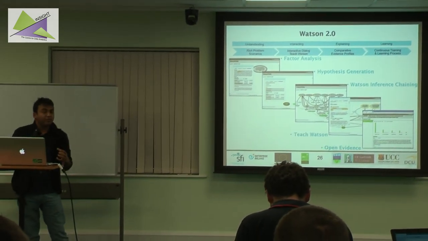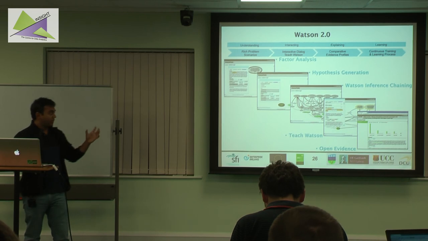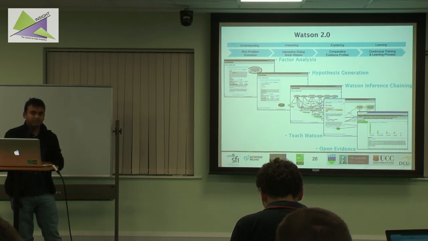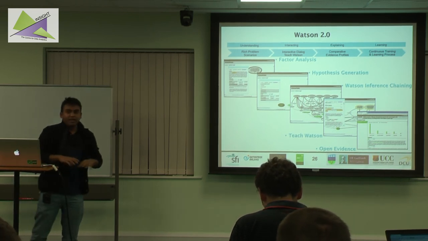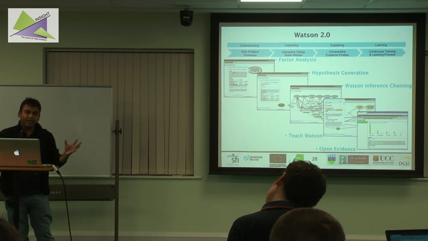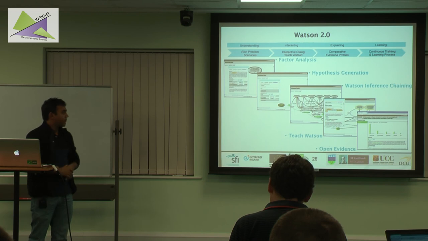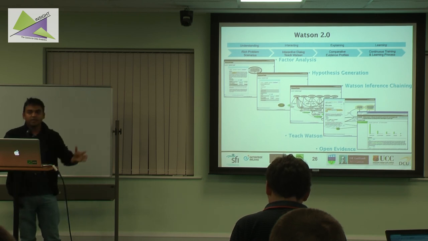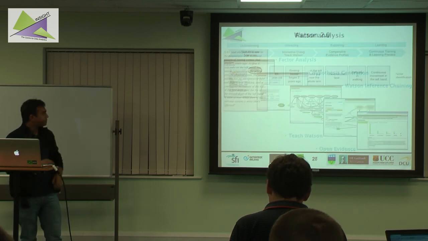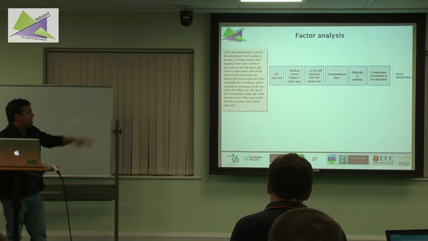and they try to make an inference chain system for Watson. They call it the Watson inference chaining system. They try to build a big graph for that particular scenario, that particular symptom and that particular disease. Based on that, they teach Watson and the doctor can interact with it. So a very simple thing.